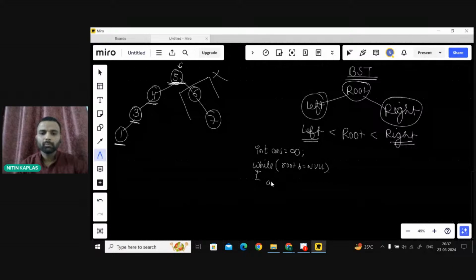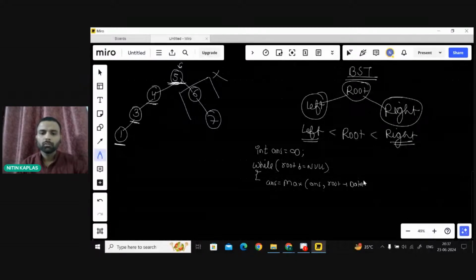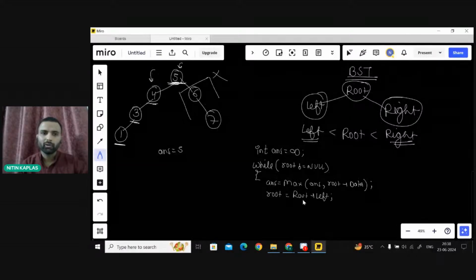What I'm doing is I simply make an answer, and here I write the max. Either this max answer is my answer or the root data. Here I store my answer as 5 and update my answer. After that, I have to go in the left part, so I tell the root to go into the left direction. Now my root is pointing to this. Again, I compare: is this null? No, it's not. So again I go in this case and I update my answer. So answer is 5. And what's your root right now?